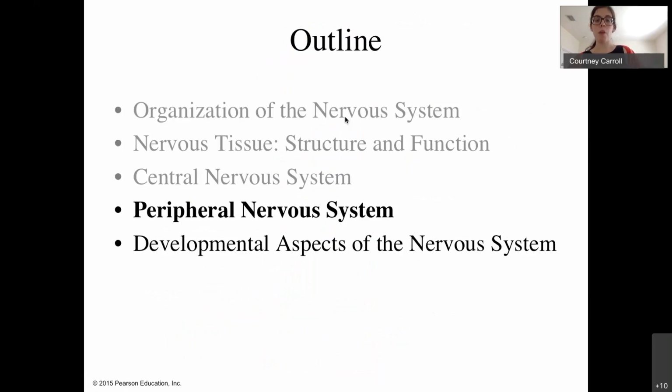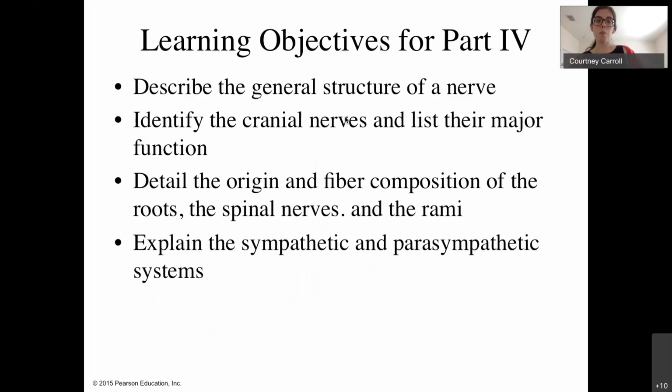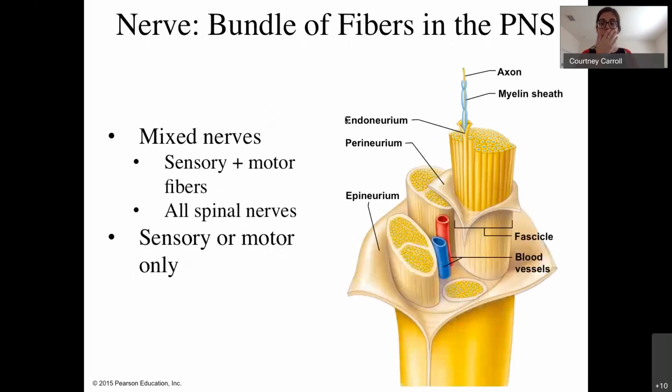So we're going to briefly talk about the peripheral nervous system. For this section, we'll talk about the structure of a nerve, and then we'll focus on our cranial nerves and talk about the sympathetic and parasympathetic system. So again, keep in mind, a nerve is a bundle of fibers when we're talking about the peripheral nervous system. Our spinal nerves are called mixed nerves because they have both sensory and motor information. Once they leave the spinal cord, remember our spinal nerves fuse, they have sensory and motor information. There are other nerves in your body that we'll talk about that are sensory and motor only.